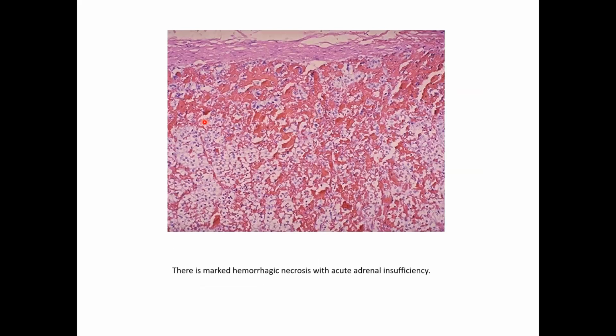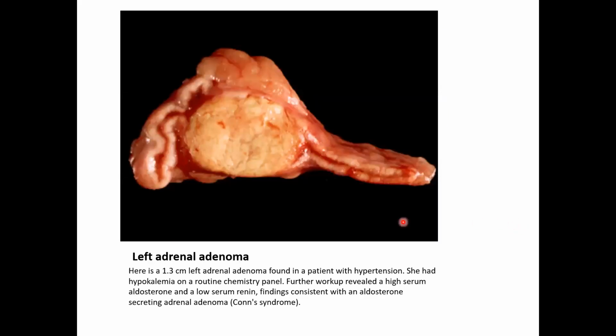This is the microscopic appearance of Waterhouse-Friderichsen syndrome. You see all this red is blood, blood replacing the adrenal gland cells, the adrenal cortical cells. As we said, it causes acute adrenal insufficiency. This is an example of an adenoma. You see how it is circumscribed, yellowish in color, with no hemorrhage or necrosis, and it does not metastasize or invade the surrounding tissue.